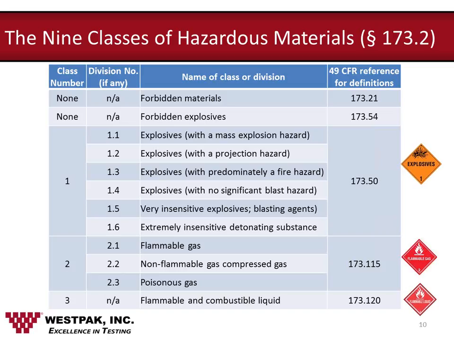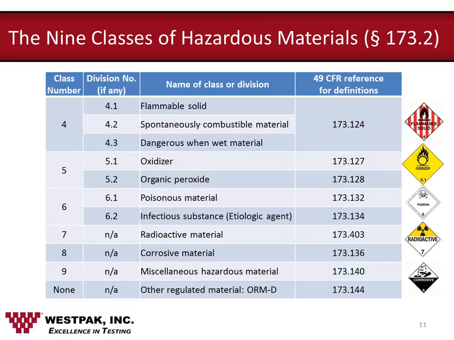Class number 1 classifies explosives. Class number 2 is flammable gases. Class number 3 is flammable liquids. Class number 4 is flammable solids. Class number 5 is oxidizers. Class number 6 is poison. Class number 7 is radioactives. Class number 8 is corrosive materials, and then class number 9 is miscellaneous hazardous materials that don't fall into any of these classes.